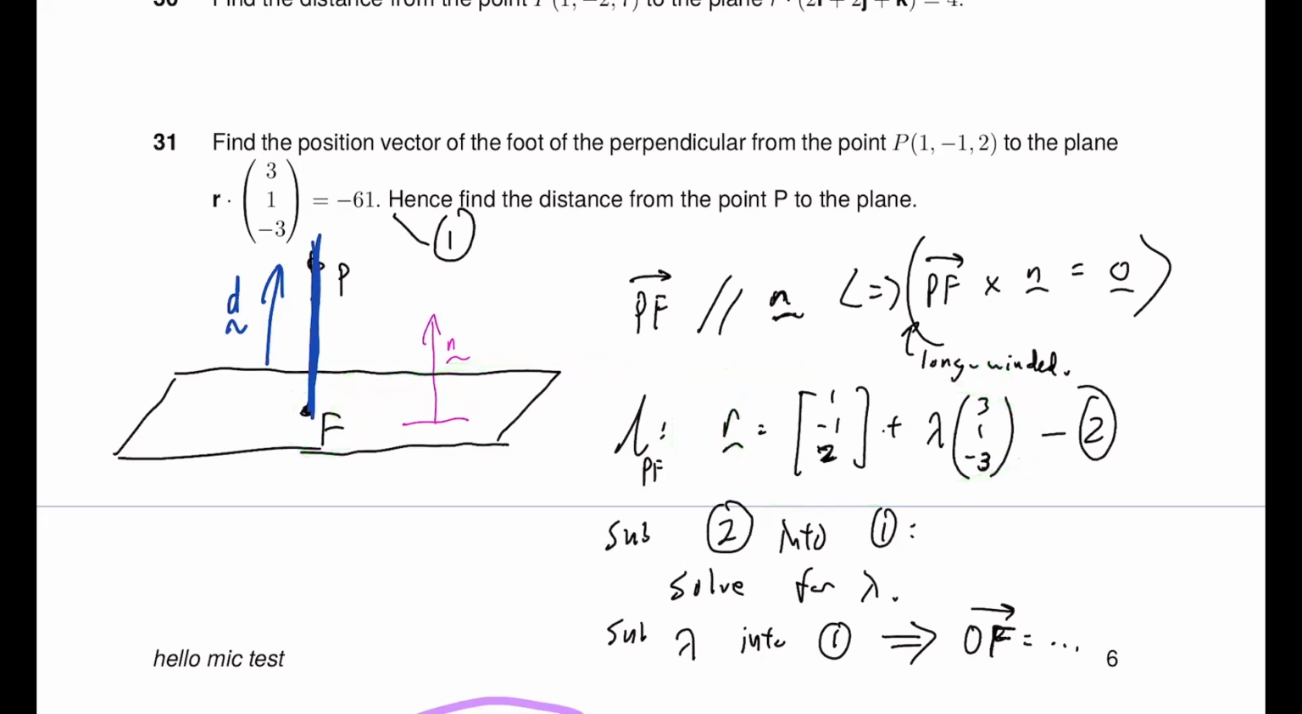Okay, that's Question 31. Then after that, find the distance from point P to the plane. I think I prefer just finding out what is vector PF, OF minus OP. Then you take the modulus. Yeah, don't need to use the dot product. I think that's a bit confusing. Okay, just modulus. Okay, next one.